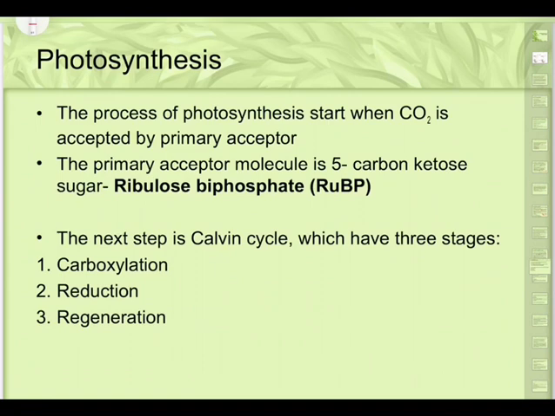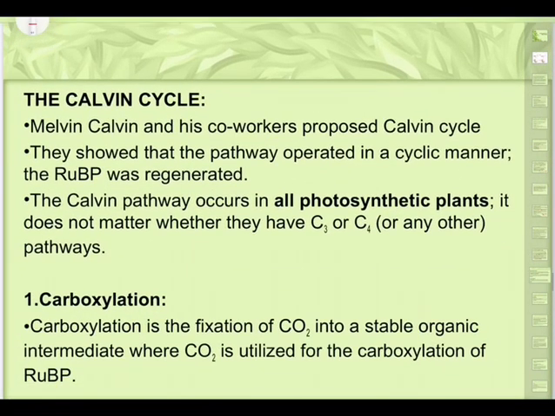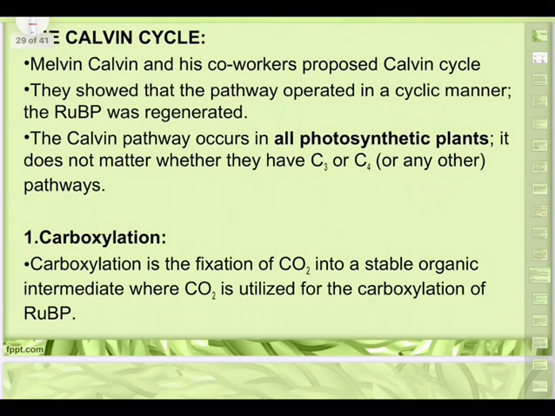The process of photosynthesis starts when CO2 is accepted by a primary acceptor. There should be a primary acceptor molecule. The primary acceptor molecule is a 5-carbon ketose sugar. It is called RuBP. Please keep remembering this, RuBP, ribulose bisphosphate. I'll repeat, ribulose bisphosphate. So in the Calvin cycle there are 3 stages. One is carboxylation, second is reduction, third is regeneration, CRR. Remember my name? Carboxylation, reduction, regeneration.